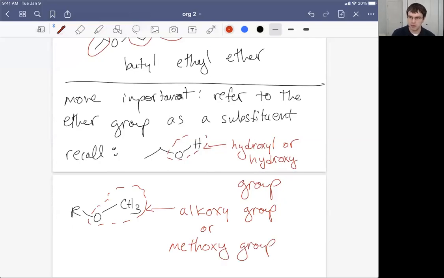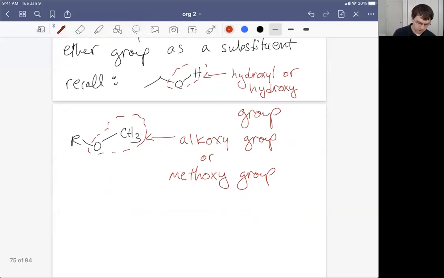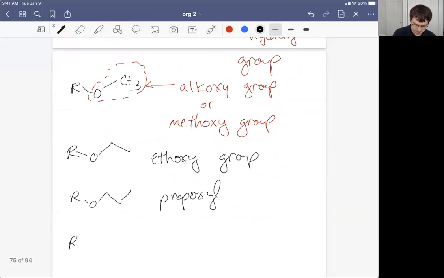Okay, so that's sometimes a little bit more important. So we could have methoxy groups, ethoxy groups, propoxy, and even phenoxy, because a benzene ring attached to something is a phenyl substituent, and if it's part of an ether, we call it a phenoxy group.